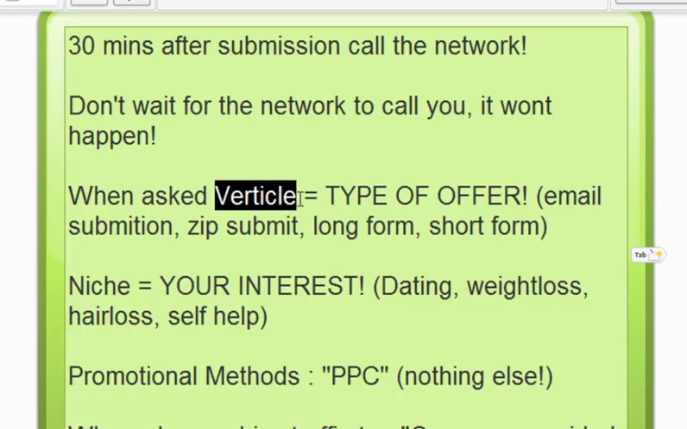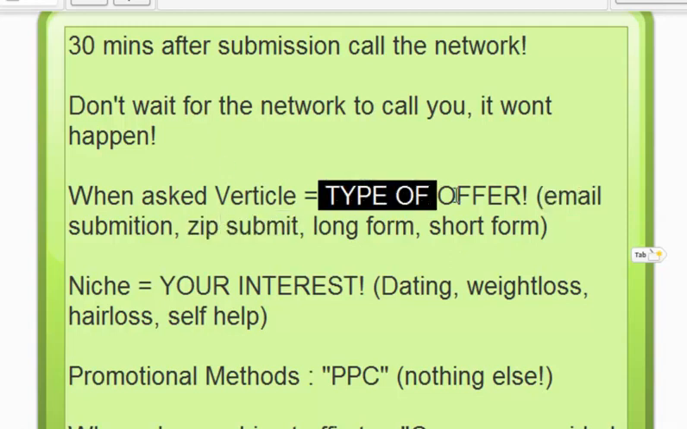Now, this is one place where I got stuck, and even at Commission Overload, they kind of thought about this. Sometimes the account manager is going to ask you, so what's your vertical? Vertical means the type of offer, whether it's an email submission, zip submit, long form, or short form. What are you going to ask your visitor to submit? Either the zip or the email address. Basically it helps them give you a good offer, a good product to promote.